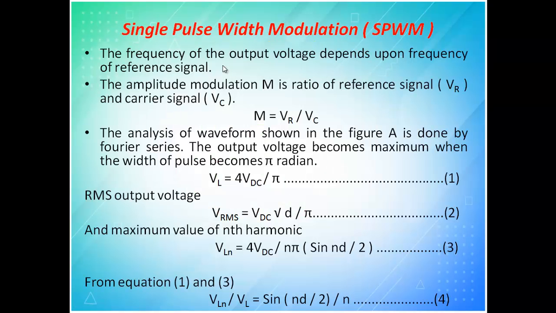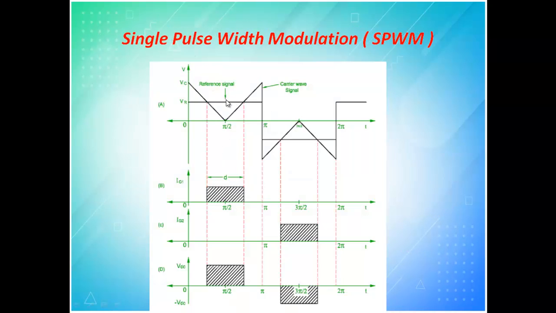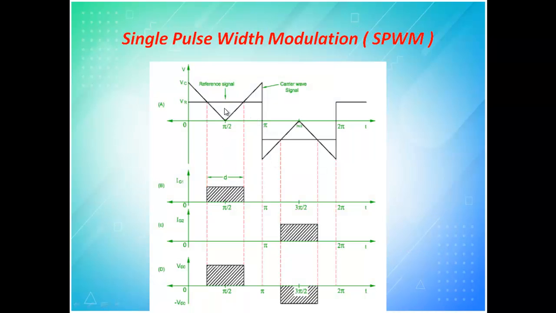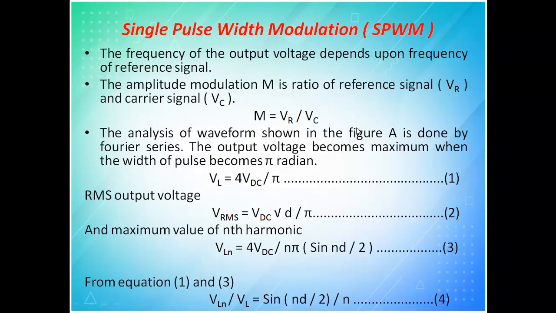So the frequency of the output voltage depends upon the frequency of the reference signal. The amplitude modulation index M is the ratio of the reference signal and the carrier signal. This is what I have shown here. So the amplitude is decided by VR by VC. The analysis of the waveform shows the Fourier series. The output voltage becomes maximum when the pulse width becomes pi. This is what I have told. So if this reference is brought here, then you will have the maximum. When the reference is brought to pi, you will get the maximum.